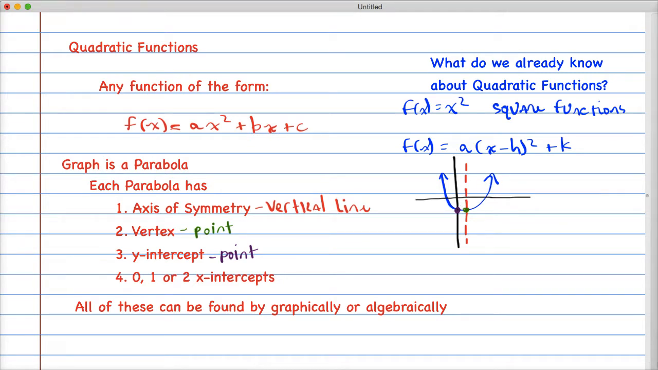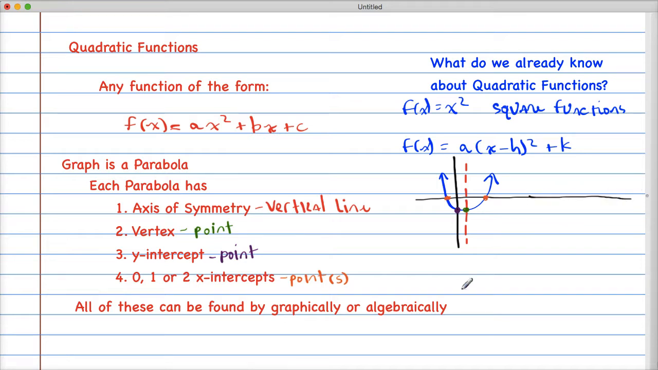Now, the x-intercept is going to be a point or points, right? So I'll put the s in parentheses. In this case, the way that I have it drawn here, there are two x-intercepts. There are two points where it crosses the x-axis. But let's extend this x-axis a little bit.